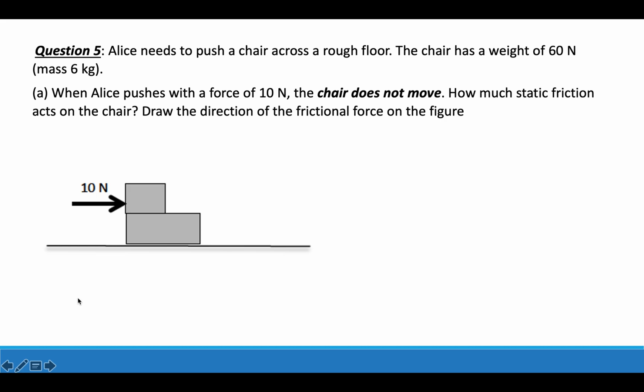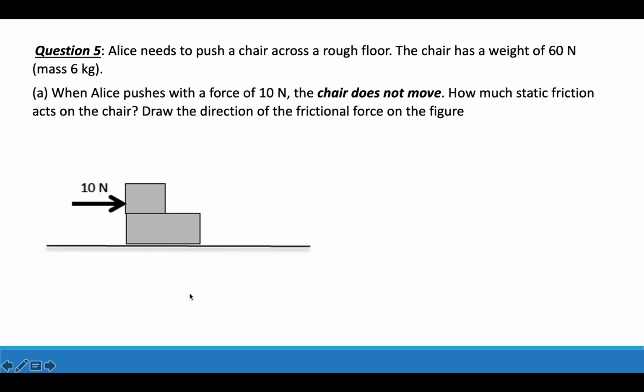Now we consider an example that has friction. So in this case, Alice needs to push a chair across a rough floor. The chair has a weight of 60 newtons, which is equivalent to a mass of 6 kilograms. When Alice pushes with a force of 10 newtons, the chair does not move. We want to determine how much static friction acts on the chair. We want to draw the direction of the frictional force.